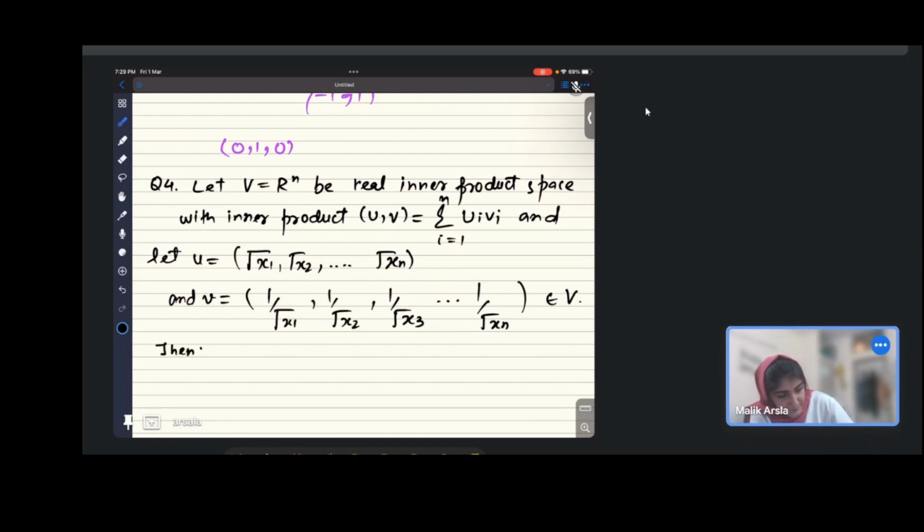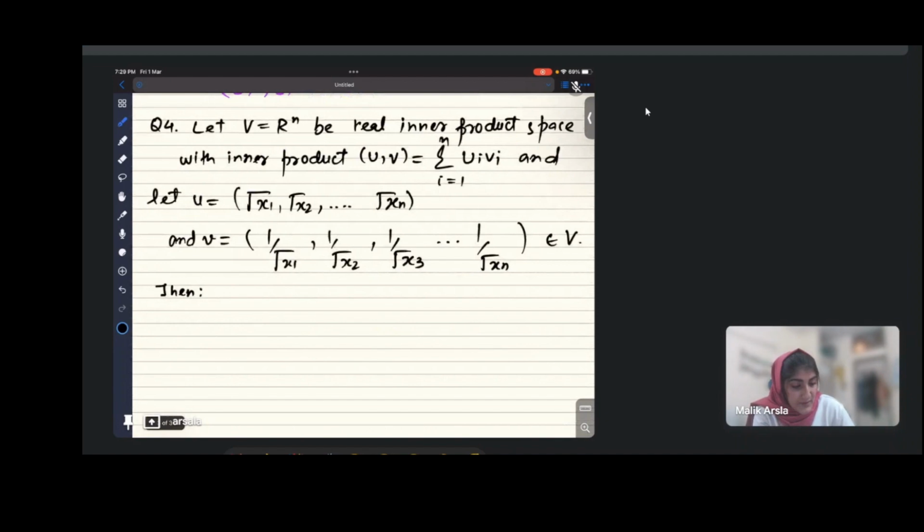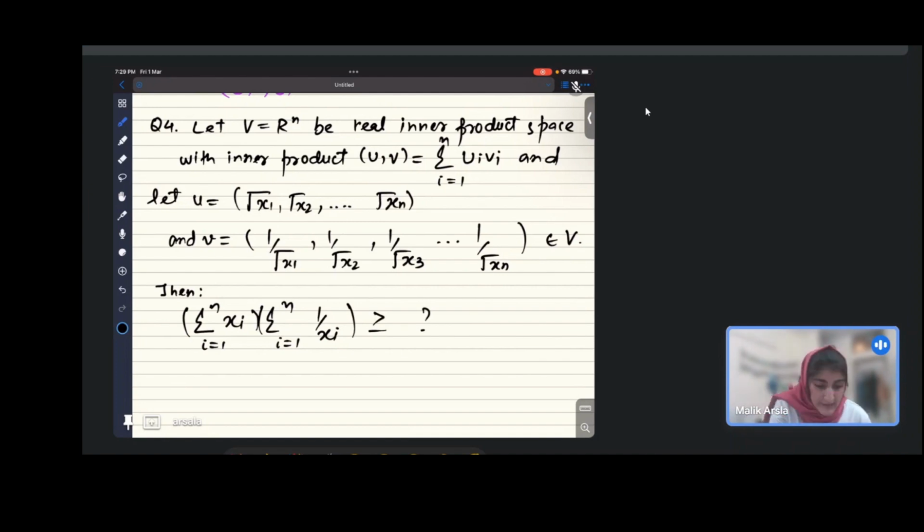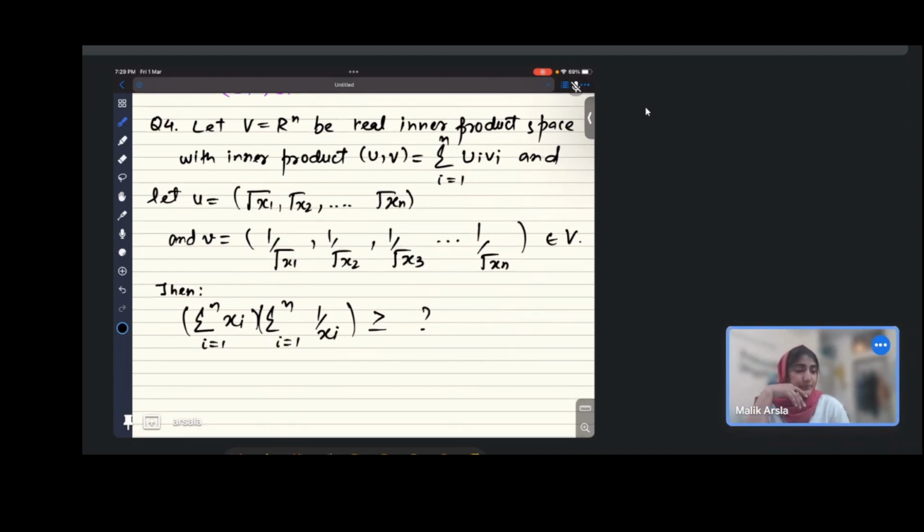Then you have to find the value of the summation of xi, i running from 1 to n, multiplied with the summation of i running from 1 to n of 1 upon xi, is greater or equal to what? This is an inequality. You have to find what it is going to be greater or equal to.